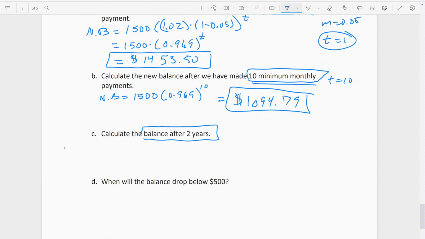Calculate the balance after 2 years. So again, make sure you're careful. 2 years, we need the months, right? Because we're going to make monthly payments. 2 years is 24 months, all right? 12 times 2. So T is going to be 24.